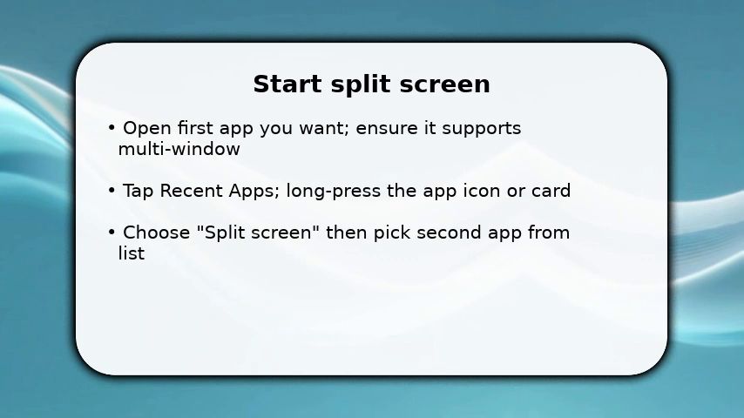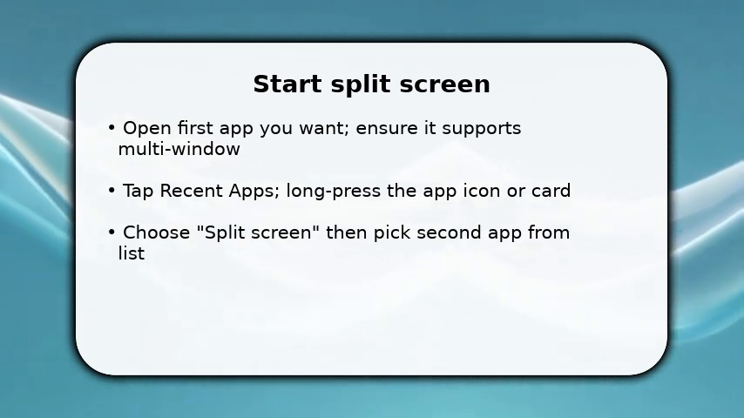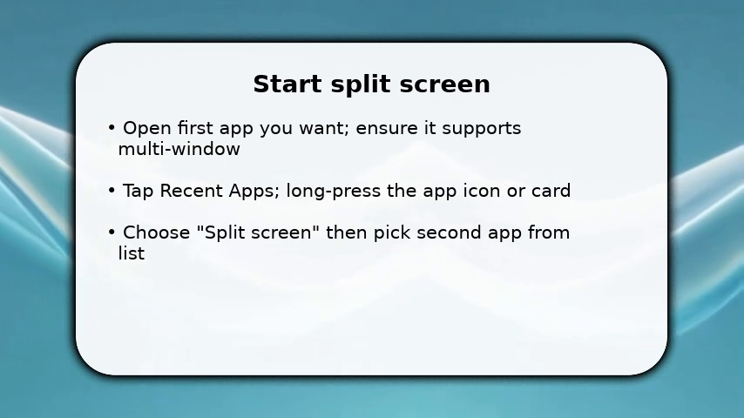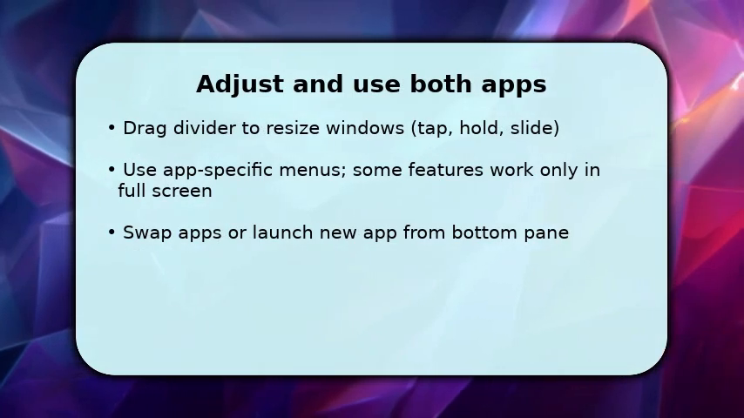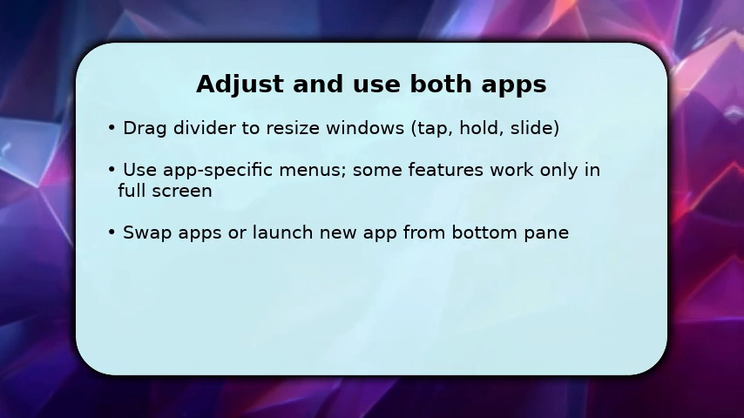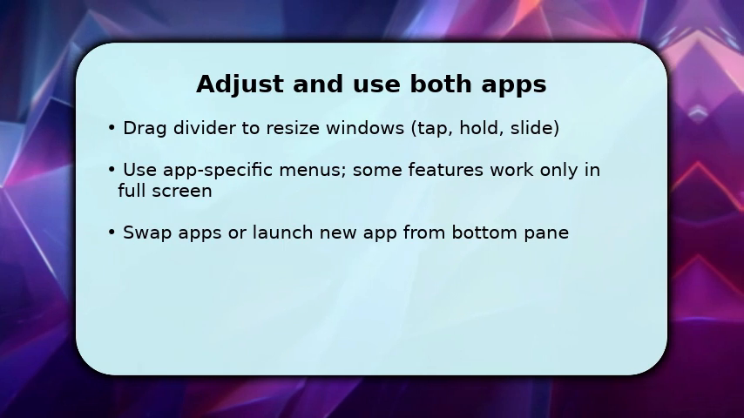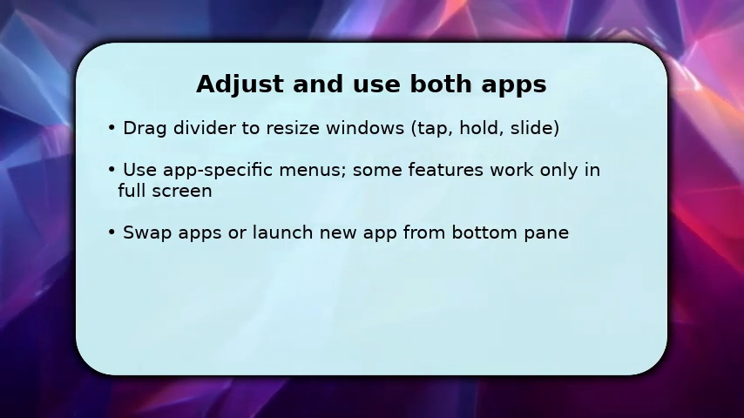Then select the second app from the suggestions or app drawer so both apps occupy the screen in a 1/2, 1/2 arrangement. Once both apps are visible, adjust the divider by tapping and dragging to resize. This lets you prioritize one app for reading or typing. Make sure to use app-specific menus because certain functions may behave differently in multi-window versus full screen.